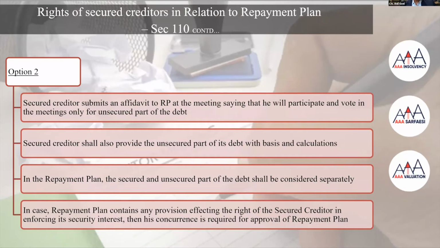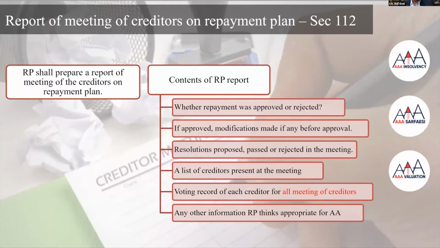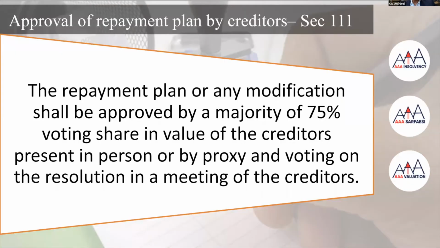Now section 111 deals with the approval of the repayment plan by the creditors. The repayment plan or any modification shall be approved by a majority of 75% of the voting share in value of the creditors present in person or by proxy and voting on the resolutions in a meeting of the creditors. Condition number 1: 75% voting share is required for approval of a repayment plan or any modification.